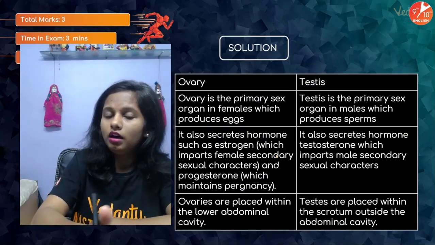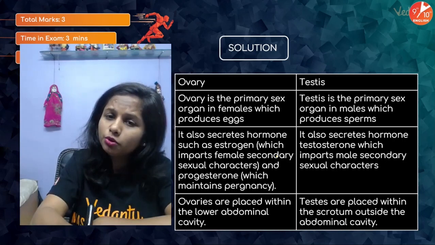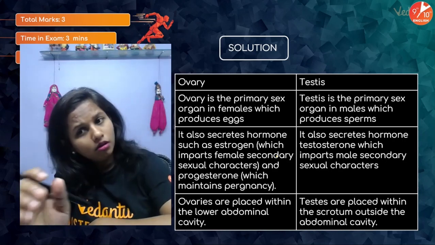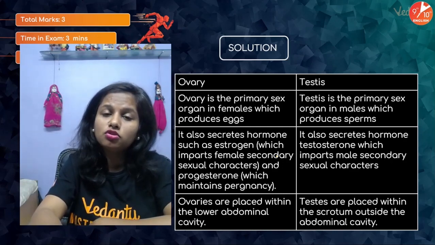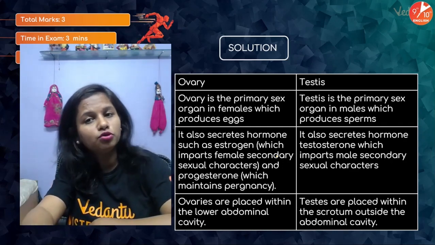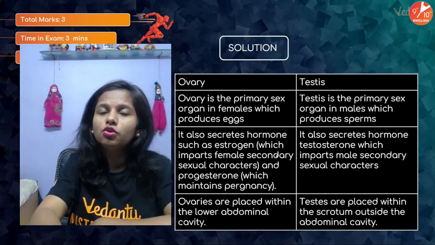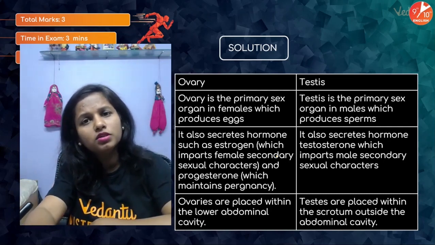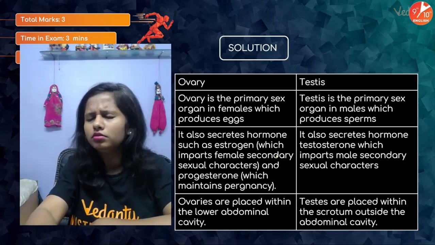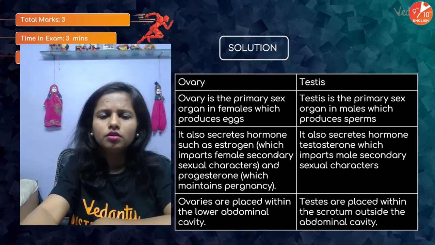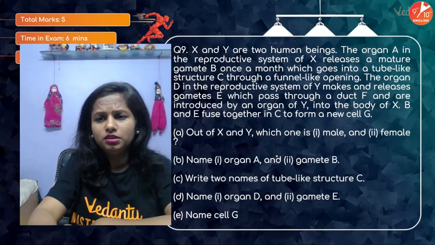Ovaries are a part of the female reproductive system; testes are part of the male reproductive system. Ovaries produce ova; testes produce sperms. Ovaries produce estrogen and progesterone as hormones; testes produce testosterone as the hormone. Ovaries are placed within the lower abdominal cavity. Testes are placed outside the abdominal cavity in a sac called the scrotum. Simple. Okay?